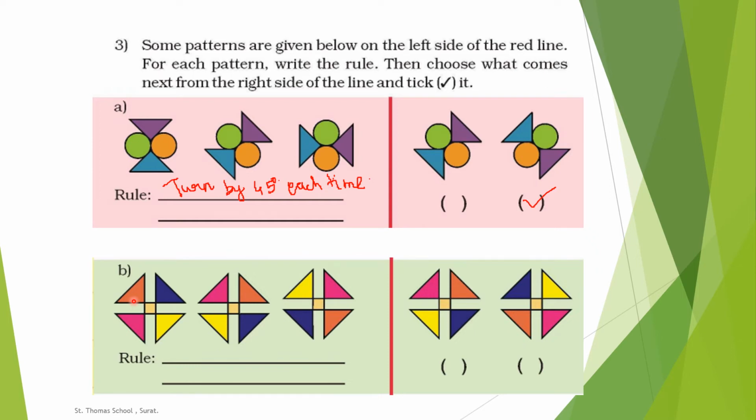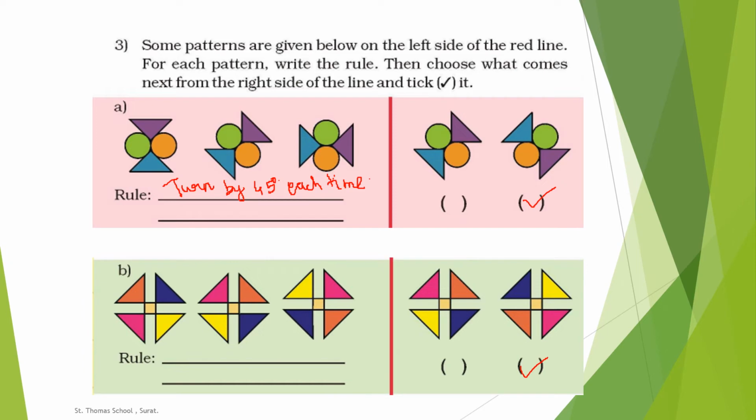Now what is the turn that has been taking place in this? Look at the first picture as well as the second picture. So you can see there is a 90-degree rotation taking place from the first picture to the next and from the next to the third picture. Now what is the next picture after the third picture? You can see on your right hand side there are two options given to you. Which is the right one, students? Yes, this is the right option.